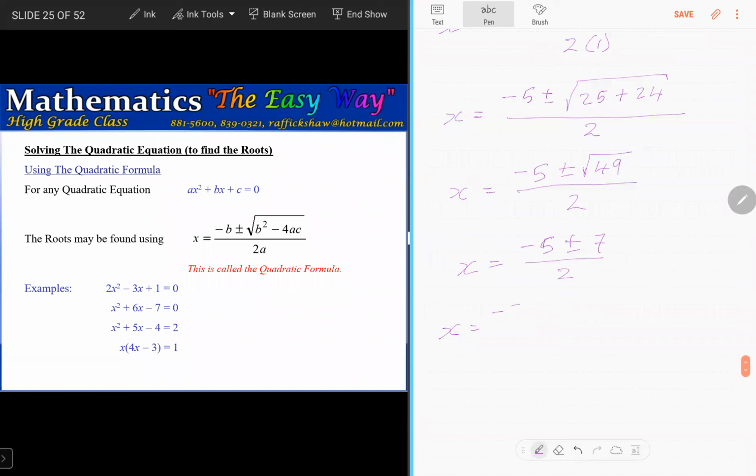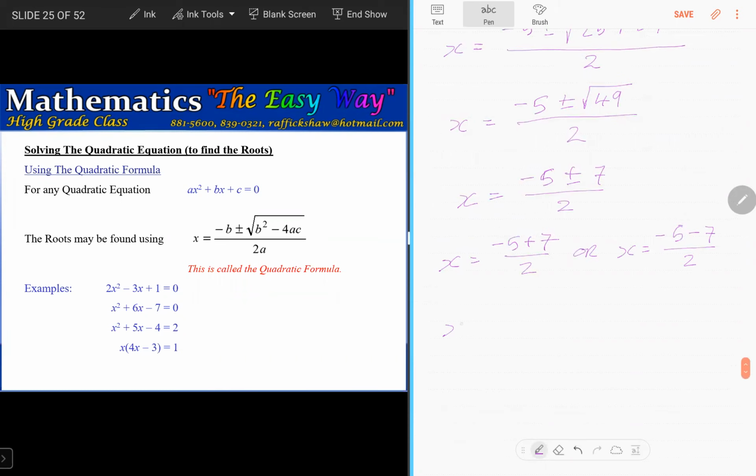So x equals minus 5 plus 7 over 2, or the other root is x equals minus 5 minus 7 over 2. I'm going step by step again. 7 minus 5 is 2, so that's 2 over 2. Or x equals minus 5 minus 7 is minus 12, minus 12 over 2. So x equals 1 or x equals negative 6. 12 over 2 is 6, so that's negative 6.